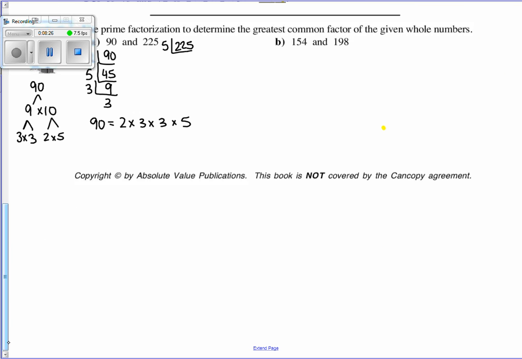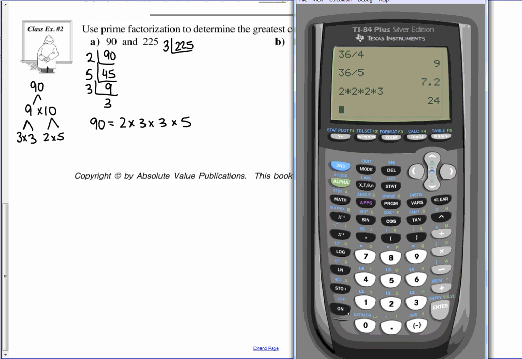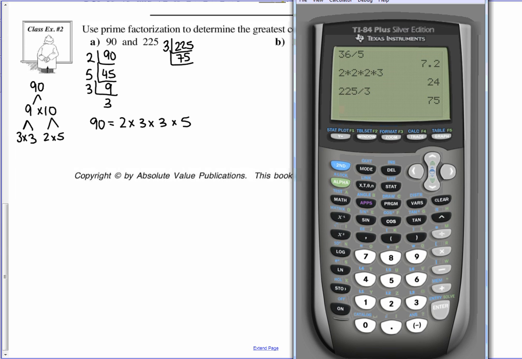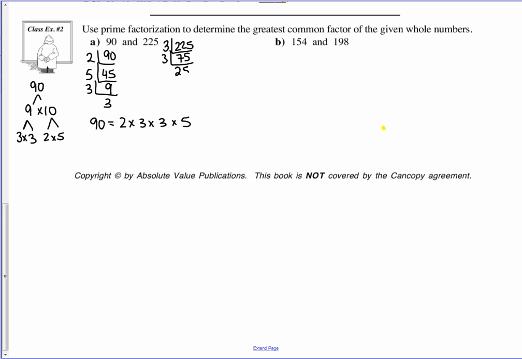Check your answer. Okay, so 225 is a little bit larger. So 2 won't go in, and divided by 3 is 75. 3 will go in it again because the digits add to 12. And so if you add the digits together, it's a multiple of 3. And 3 will go in it, so 25. And then 5 and 5. So you should have 3 times 3 times 5 times 5.